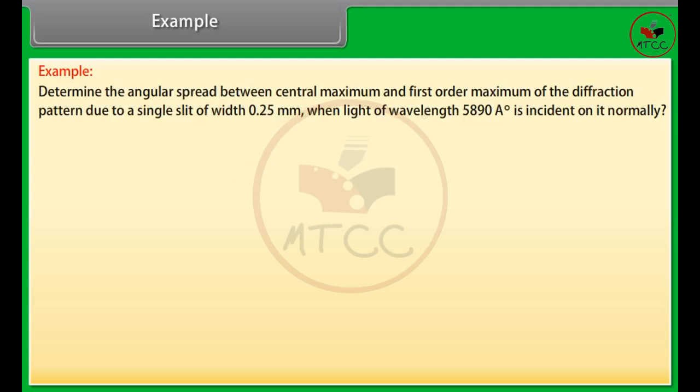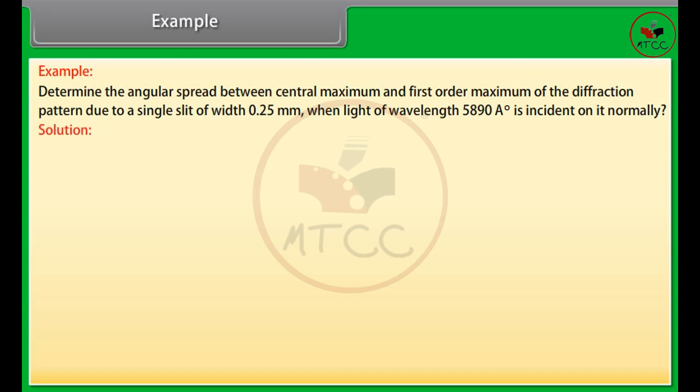Example. Let's take an example on diffraction pattern due to a single slit. Determine the angular spread between central maximum and first order maximum of the diffraction pattern due to a single slit of width 0.25 mm when light of wavelength 5890 Angstrom is incident on it normally.